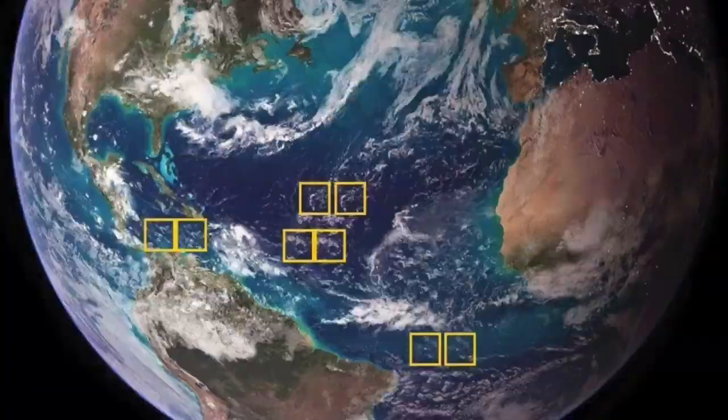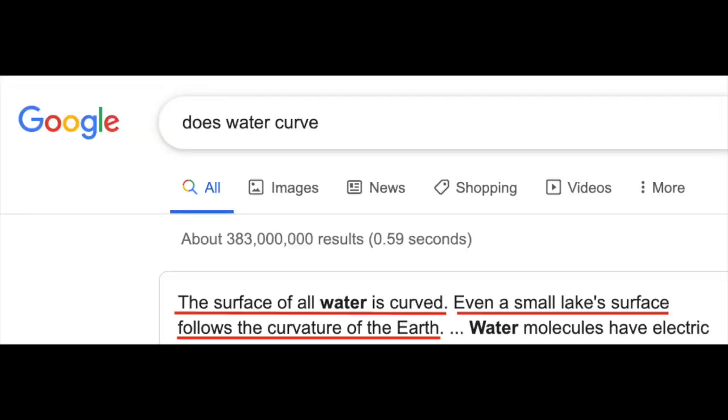As you can see, when you ask Google, does water curve? They'll tell you right here. The surface of all water is curved. Even a small lake surface follows the curvature of the Earth.